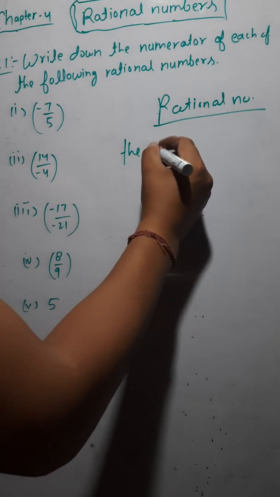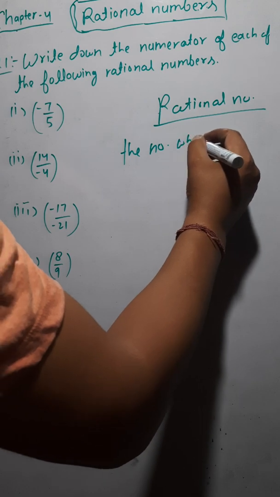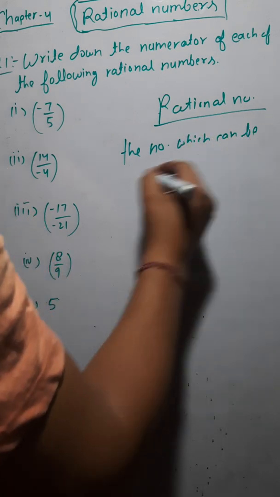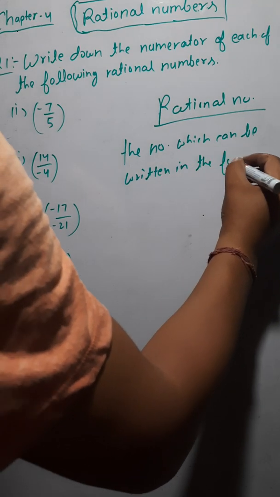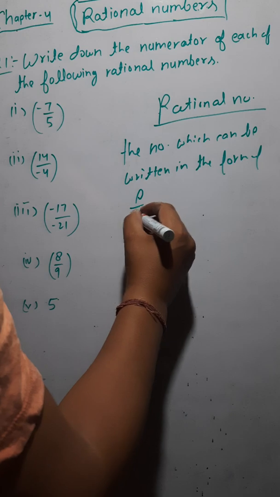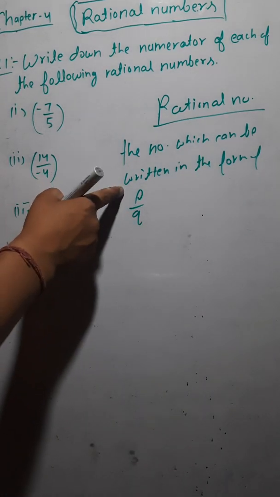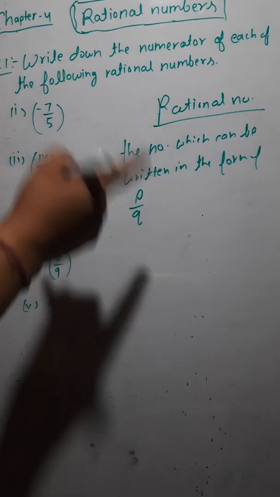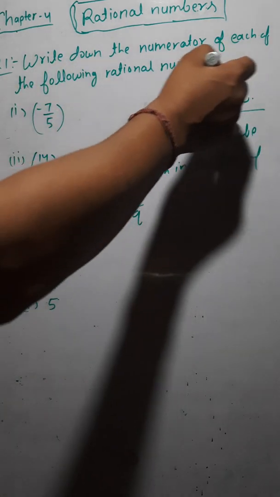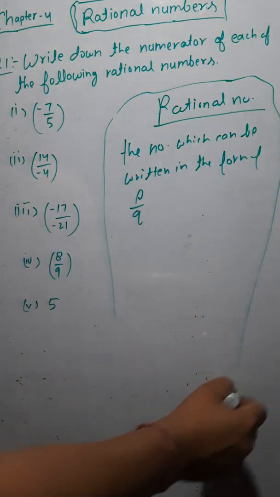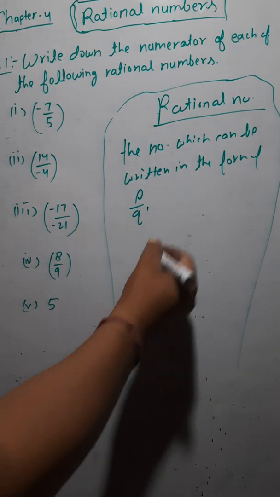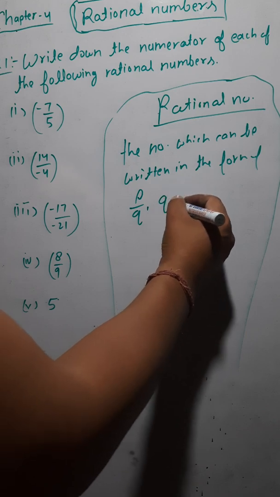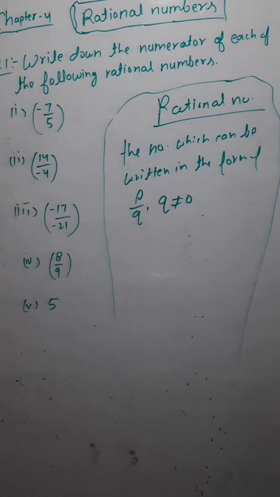Rational numbers are the numbers which can be written in the form of p by q. That means all the fractional numbers. Numbers which can be written in the form of p by q are the rational numbers, where one more thing you have to remember: q cannot be equal to 0.